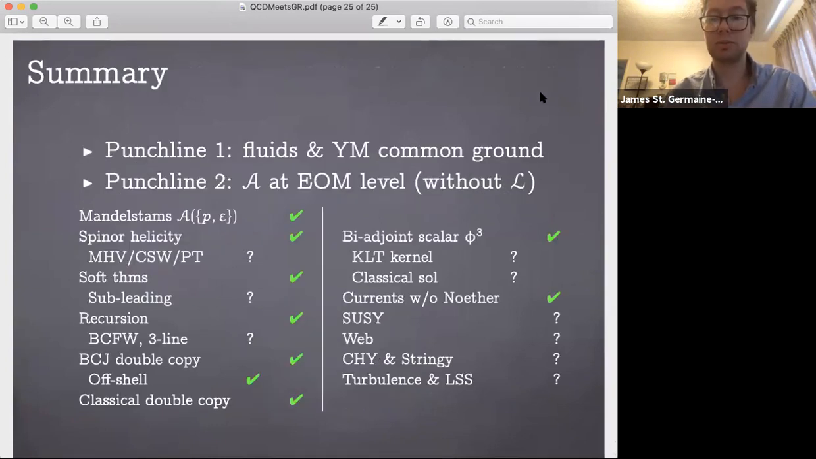Okay, so just to summarize, I think there are two main takeaways, at least for me. The first is that Yang-Mills and fluids share a lot in common. And the other is that we can apply some of our amplitudes techniques directly at the equation of motion level without necessarily having a Lagrangian. And there are lots of things that would be interesting to try. Can you try, is there a KLT kernel, and so on and so forth. So there are lots of interesting things left to check on. So I think I'll end there.